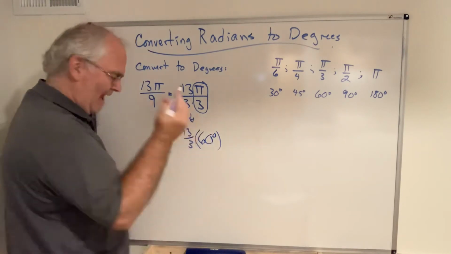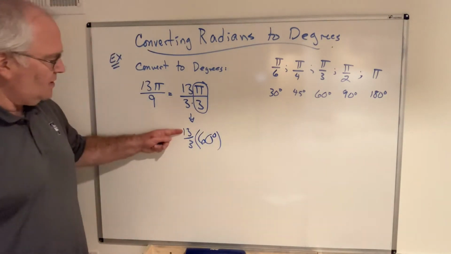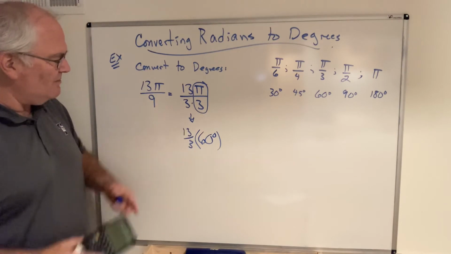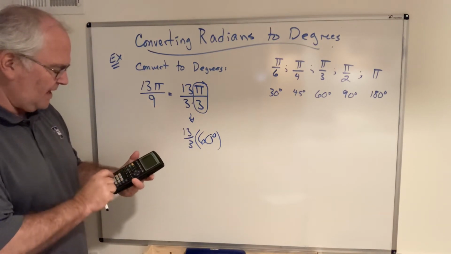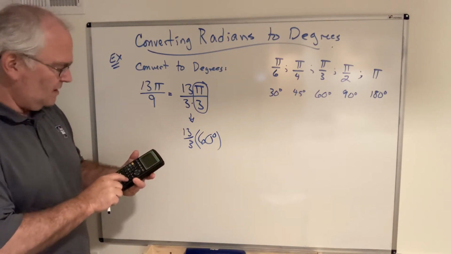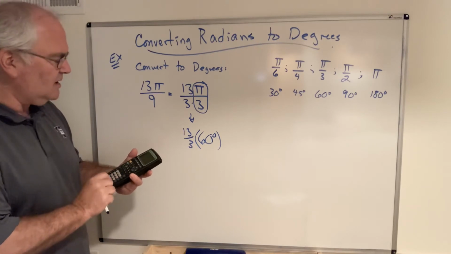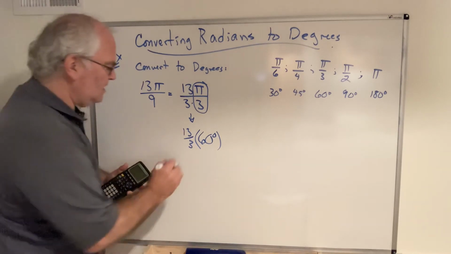And go to the calculator. This is 13 times, remember, top times top, bottom times bottom. I can just type this in the calculator. 13 divided by 3 times 60. I got 260 degrees.